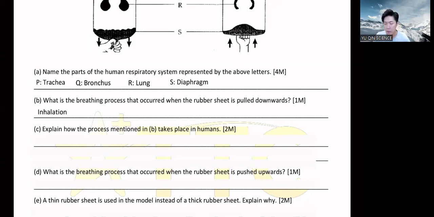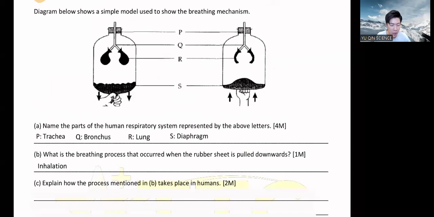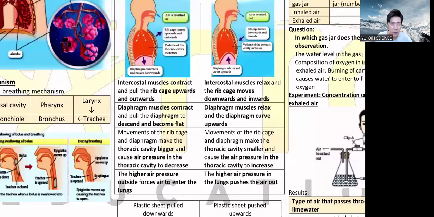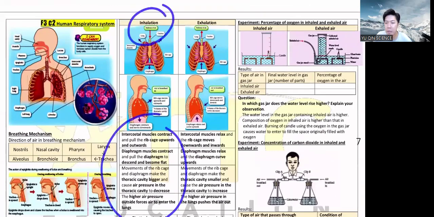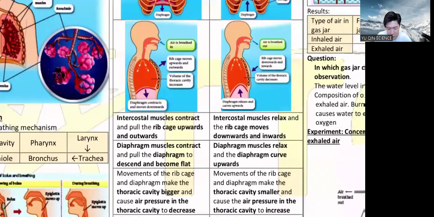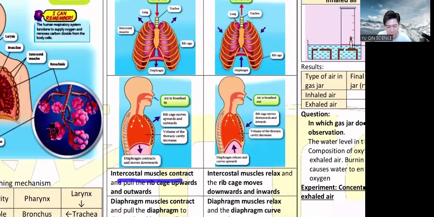Okay. Explain how the process mentioned in B takes place in humans. How inhalation takes place. You literally have to explain this part. So a quick one for you. If you want to breathe in, first of all, your intercostal muscles must contract. When your muscle contracts, in terms of muscle, contract basically means you open up.